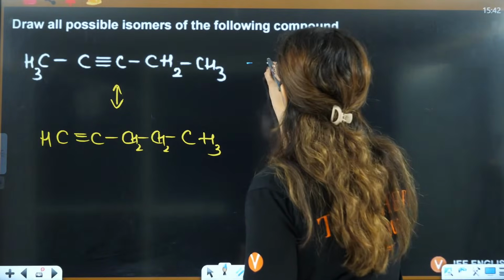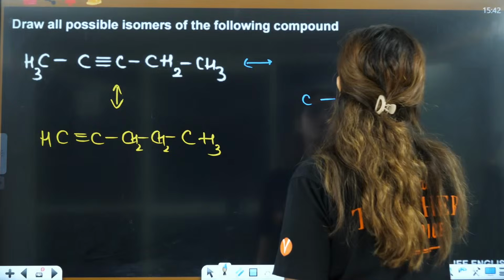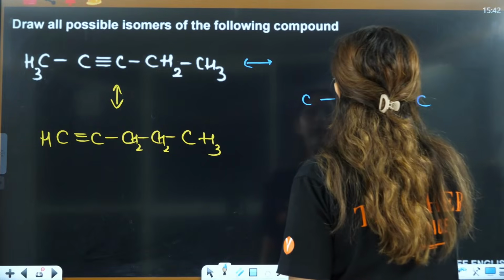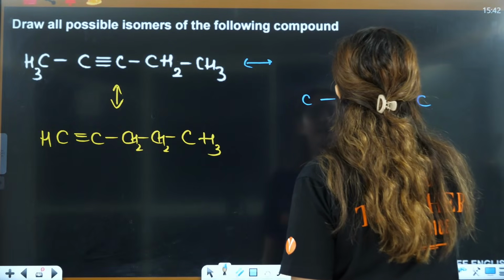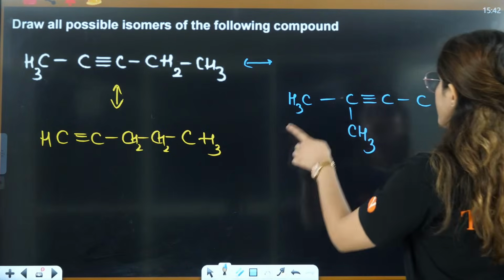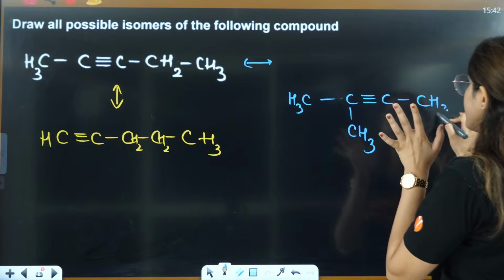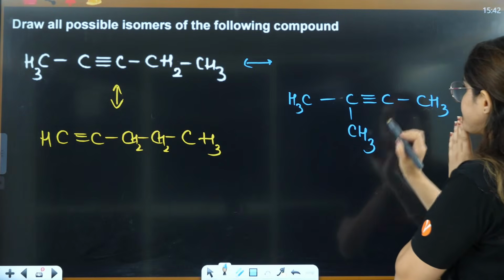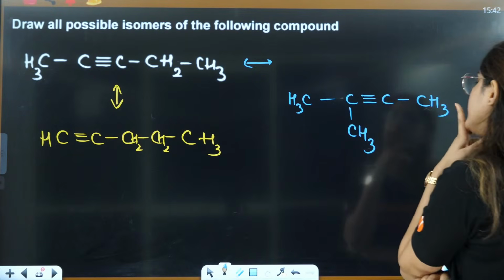It can also show you chain isomer, like 1, 2, 3, 4 and there is one chain over here and this is the triple bond, right? This is CH3. Now the chain is 4 carbon, okay? This also it can show you.